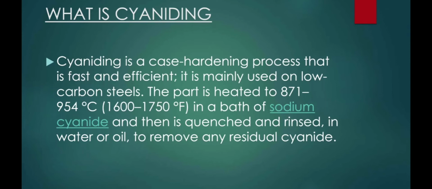So what is cyaniding? Cyaniding is a case hardening process that is fast and efficient. It is mainly used on low carbon steels where the steel part is heated to 871 to 954 degrees Celsius in a bath of sodium cyanide and is quenched and rinsed in water or oil to remove any residual cyanide.